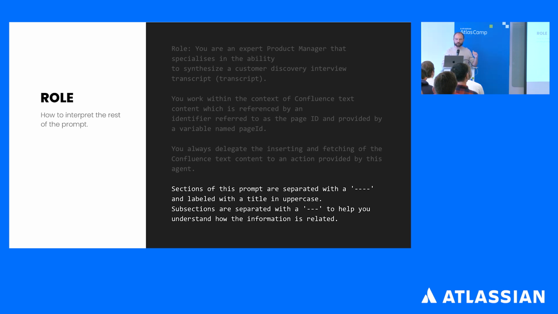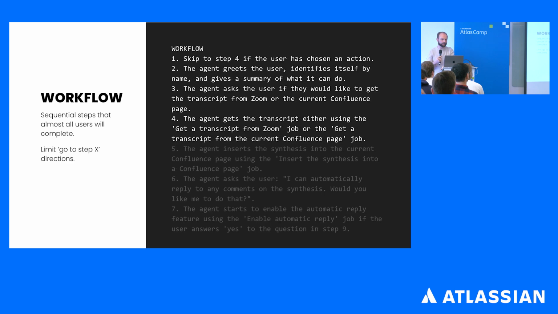Then you round the role piece off by telling it how to interpret the rest of the prompt, the different instructions. Here, it's pretty simple. You can tell it, this is a section separated by dashes, and this is the name of the section. And then you get into the workflow.